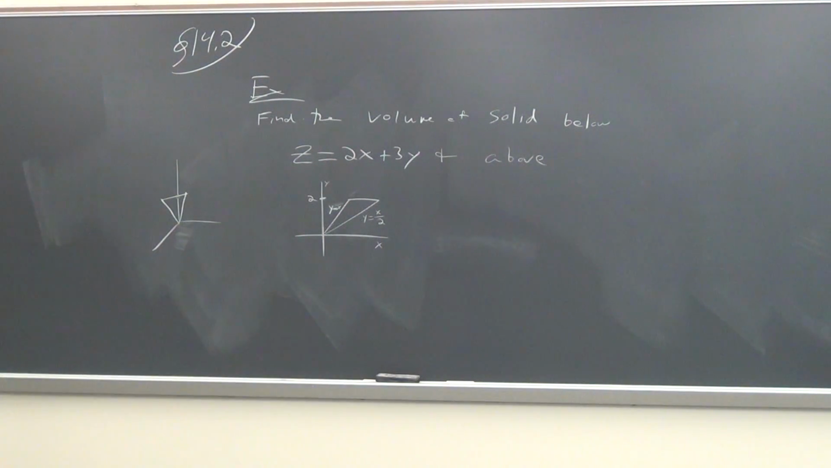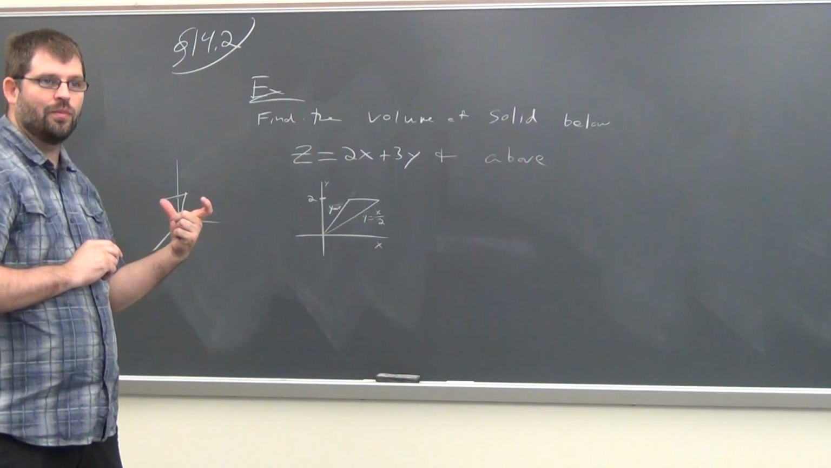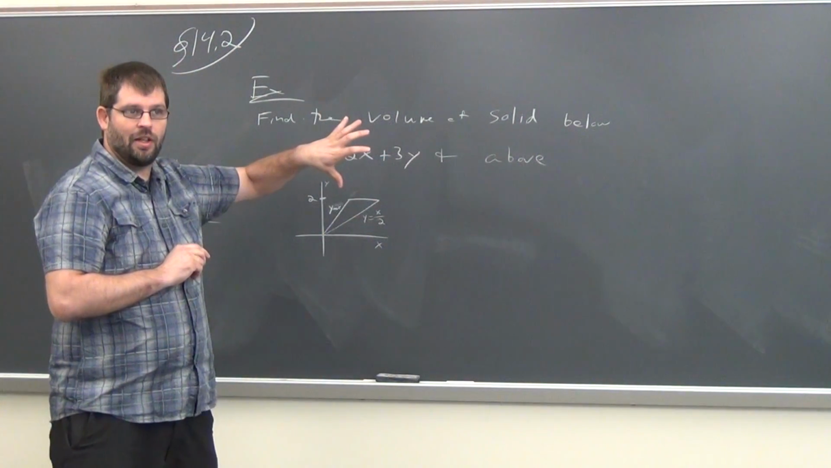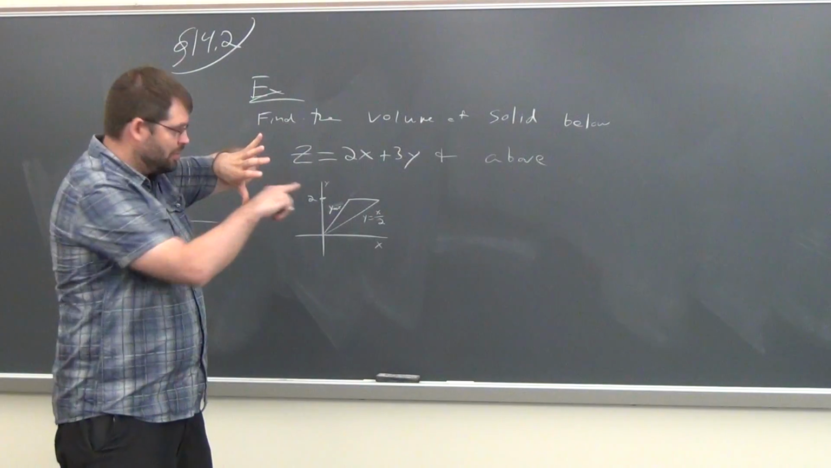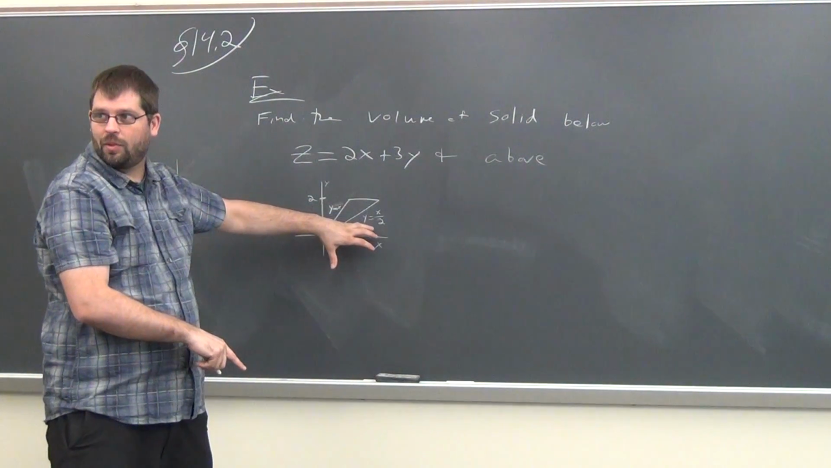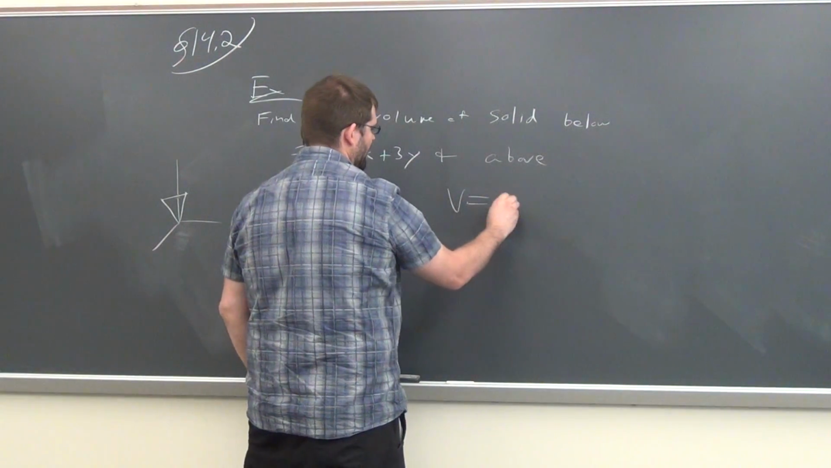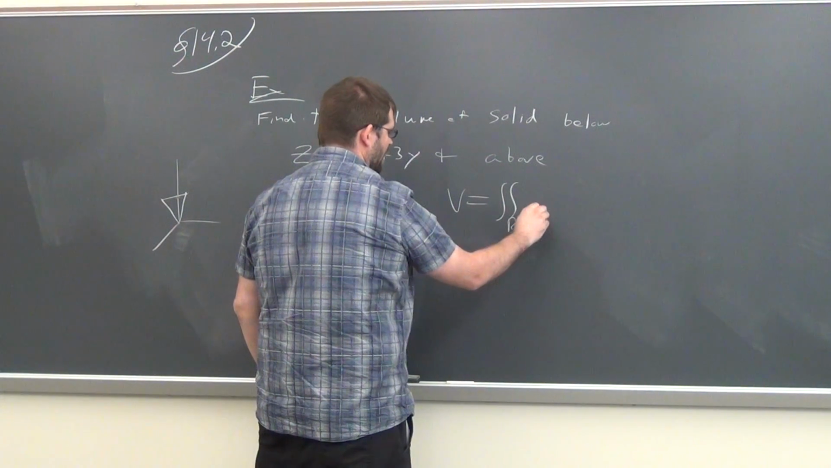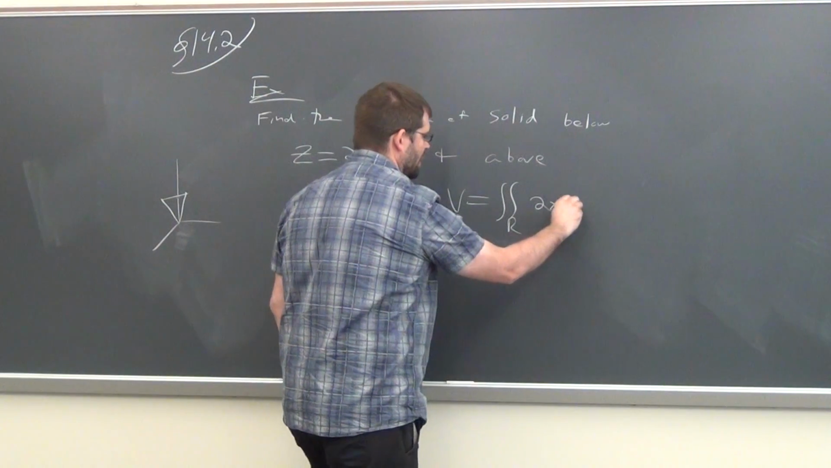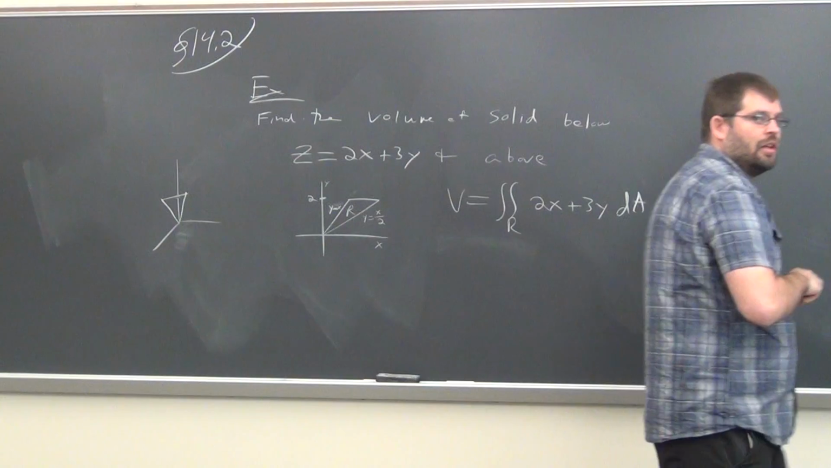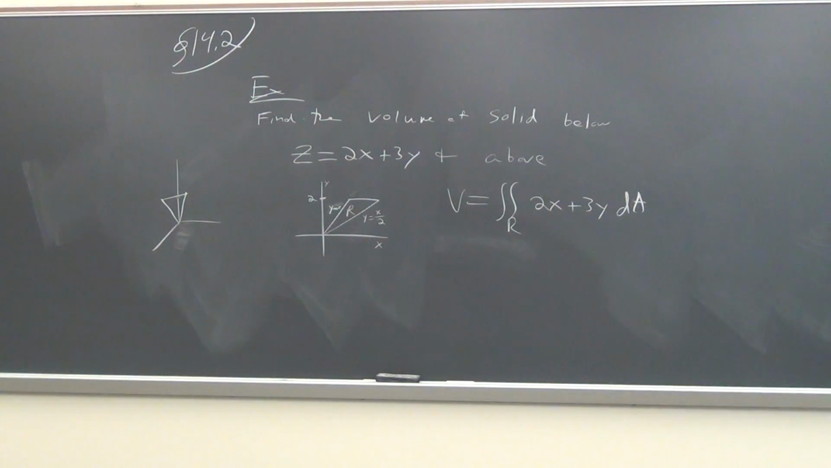This is one application of the double integral: the volume is the double integral of the surface up above, and you set the bounds to be determined by this region. So if you call this region R, the volume is the double integral over R of your function 2x plus 3y dA. And so we just have to set up the appropriate double integral.